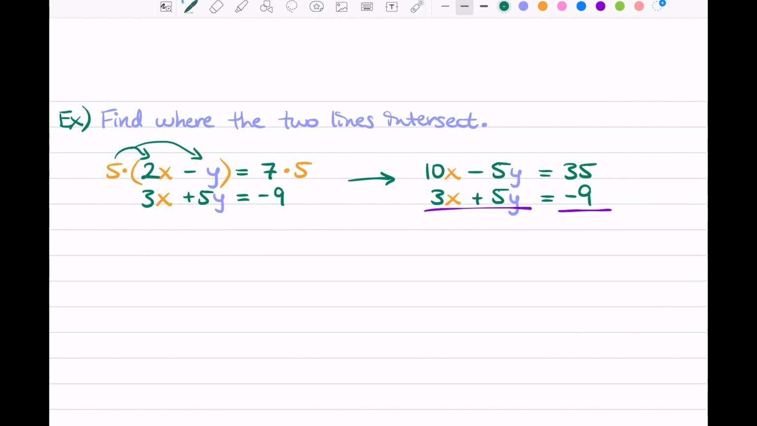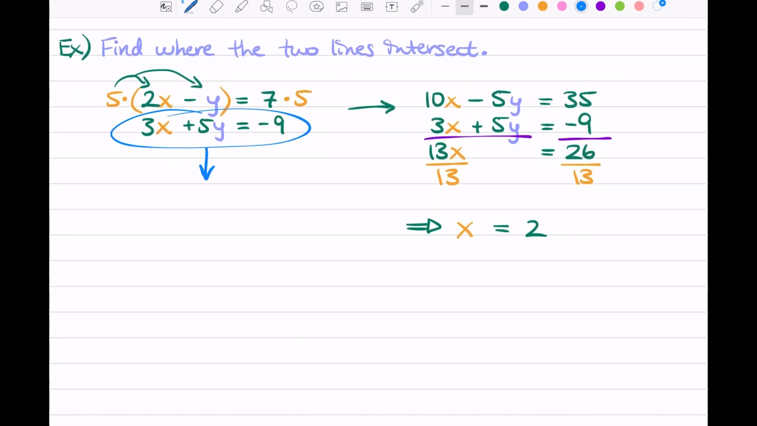So now, if we add up the pieces on the left side and add up the pieces on the right side, we'll get 10x plus 3x gives us 13x, minus 5y plus 5y leaves us with 0. The y's disappear. And on the right side, we have 35 minus 9, which gives us 26. And the rest of the problem is pretty straightforward from here. We have 13x equals 26, so we divide each side by 13. Remember, doing the same thing to both sides, and that leaves us with x equals 2.